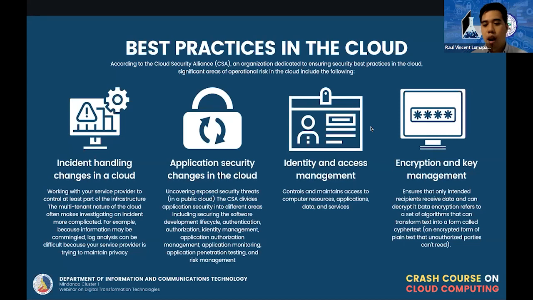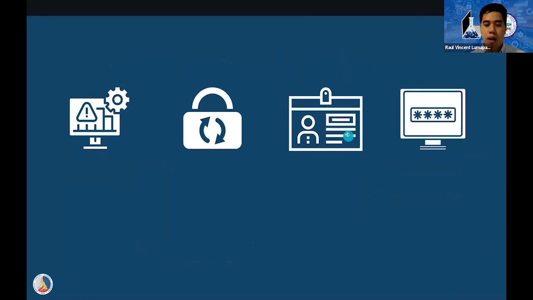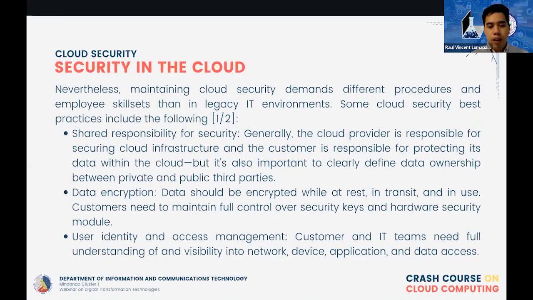It's using a set of algorithms that can transform text into ciphertext, or into a format that is not easily readable by other people. Nevertheless, maintaining cloud security demands different procedures and employee skill set than in legacy IT environments. So some cloud security best practices include the following.